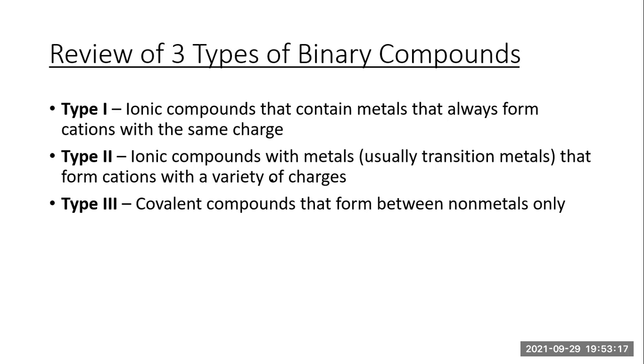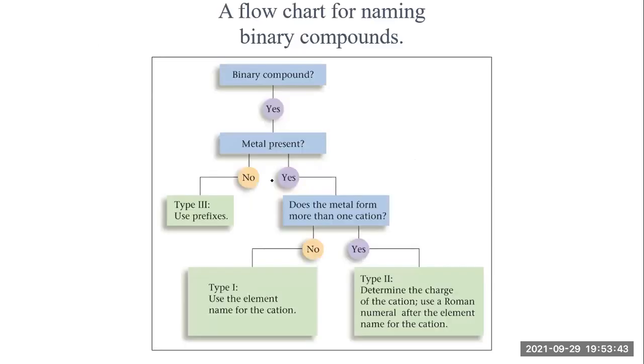Type 3, non-metal, sharing electrons, covalently bonded. This is where we use prefixes: prefix and whole name of the first element, prefix and IDE of the second element. Do not use mono on the first name, okay on the second name. Any questions on the differences there? And a little decision tree in case you want to look at it later.